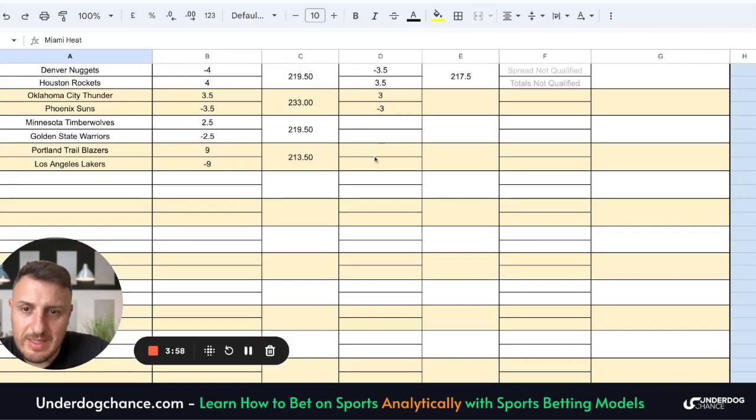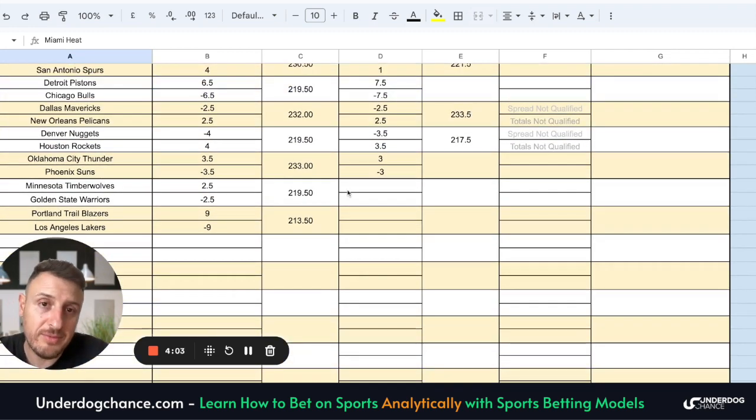So, for example, here, when you don't see a bookmaker, that means that Pinnacle at that time didn't have projected lines.